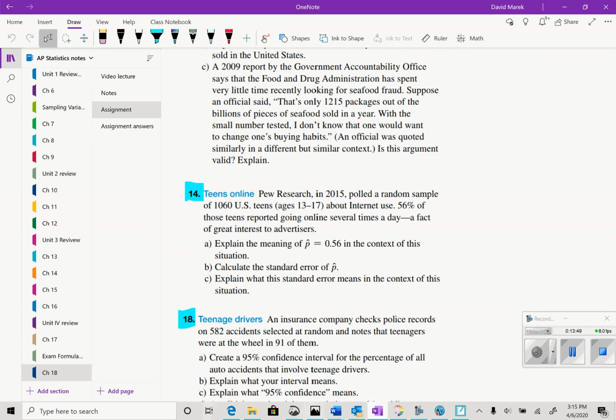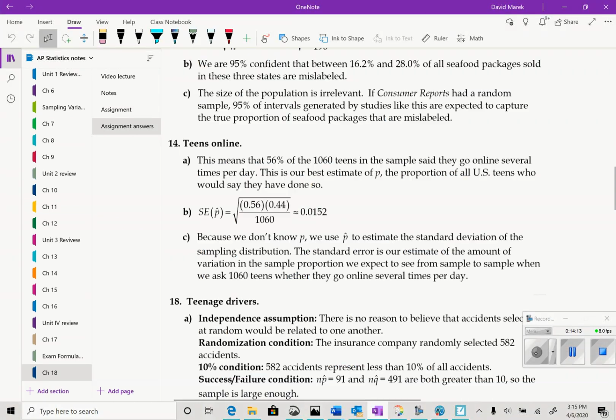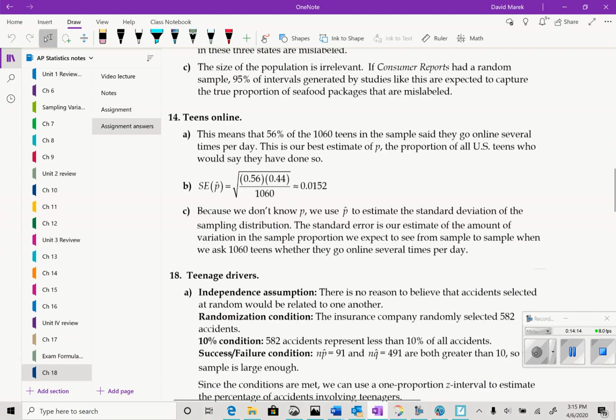Teenage drivers. Why do we talk about teenagers so much? An insurance company checks police records on 582 accidents selected at random. Teenagers were at the wheel in 91 of them. Create a 95% confidence interval for the percentage of all auto accidents that involve teenage drivers. So again, we start with our conditions here.